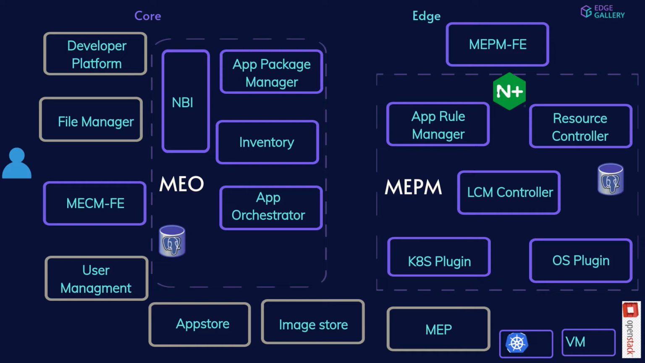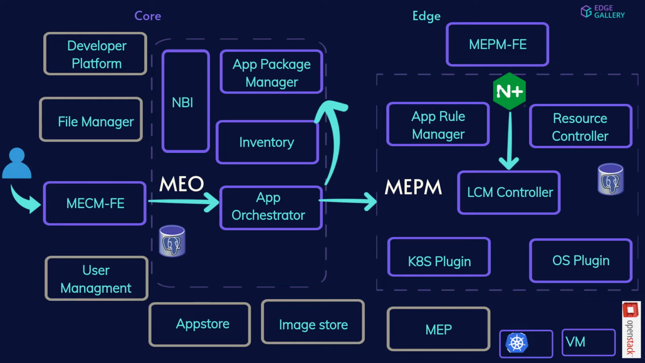On successful distribution, the tenant can initiate application deployment. The Application Orchestrator, APO, downloads the application package from the Application Package Manager, and decomposes the application package for orchestration. APO interacts with Multi-Access Edge Platform Manager, MEPM, to deploy the application package.